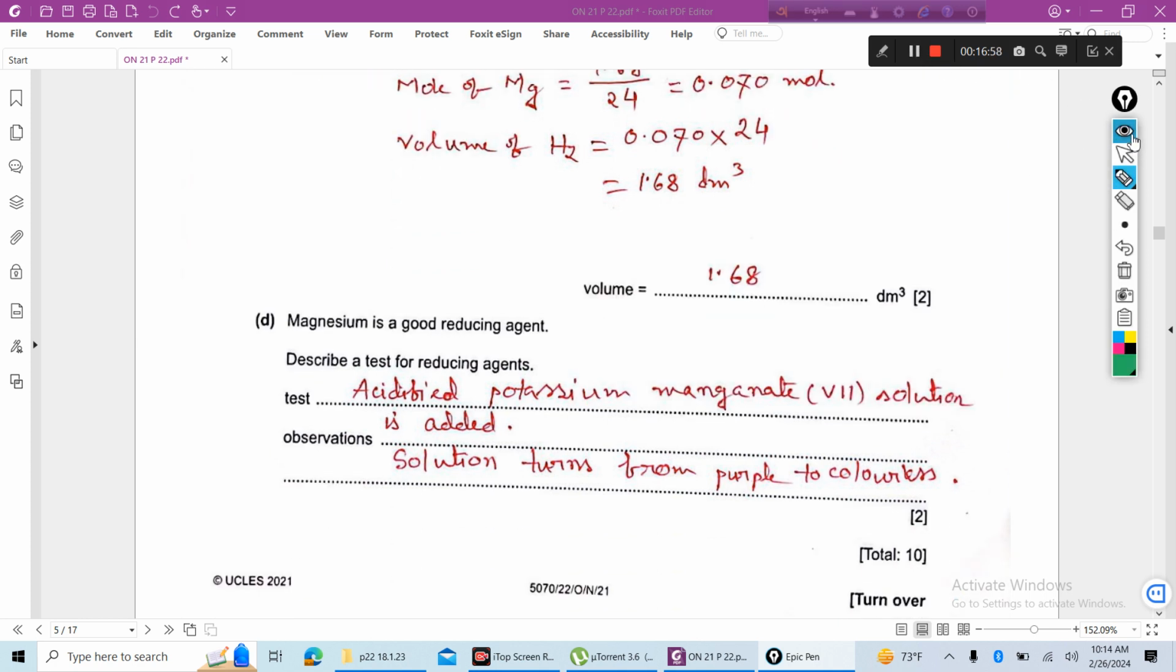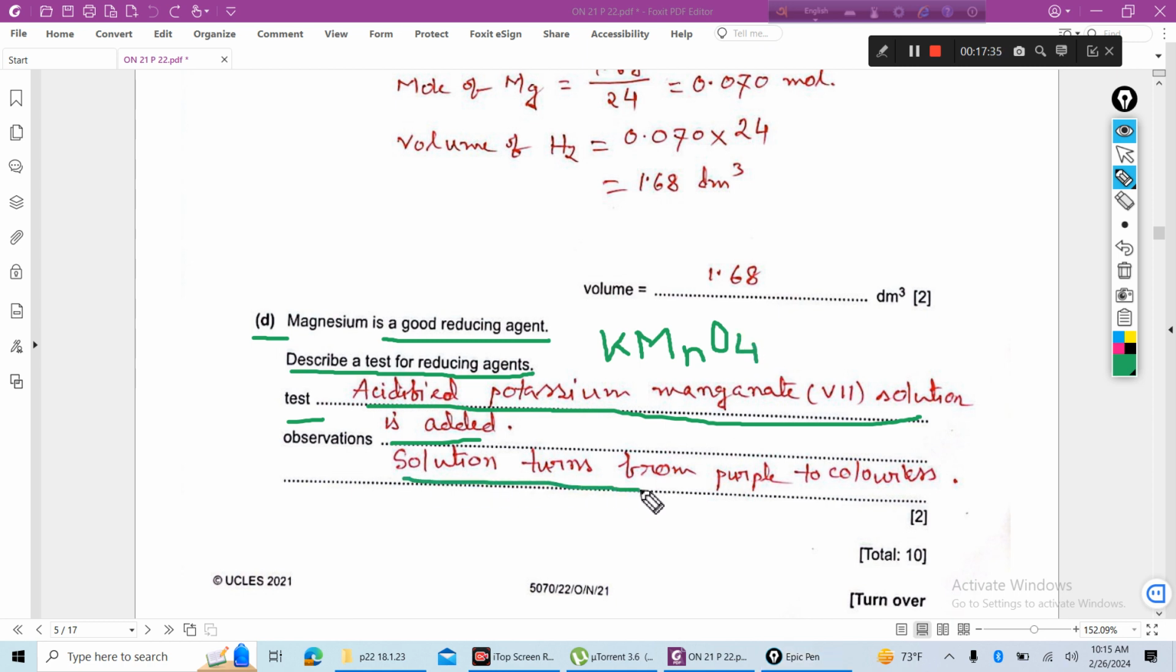So now, magnesium is a good reducing agent. Describe a test for a reducing agent. You know, a reducing agent reduces another substance but itself oxidizes. So test: acidified potassium permanganate, I mean acidified KMnO4 solution is added. Observation will be the solution turns from purple to colorless.